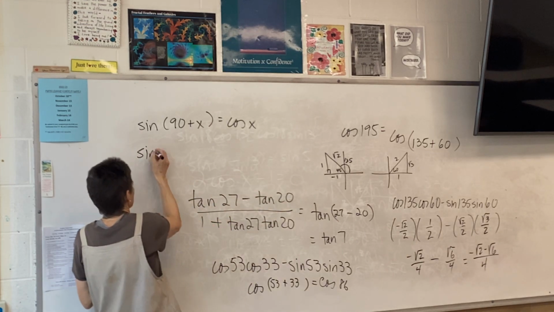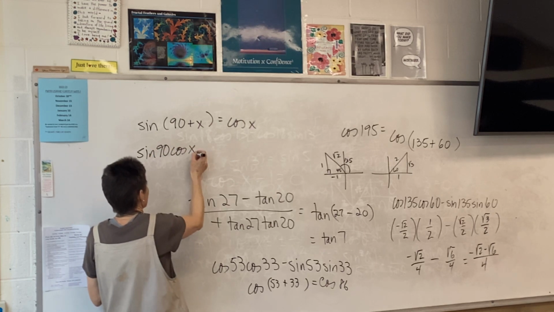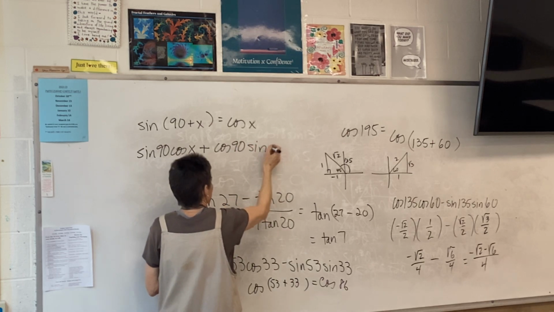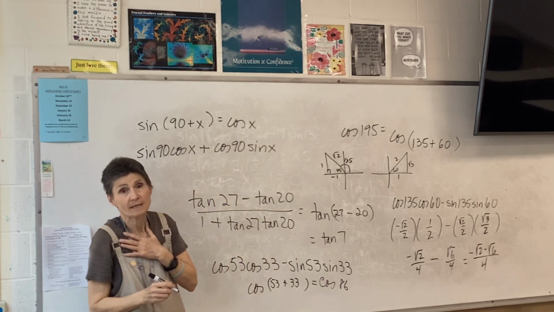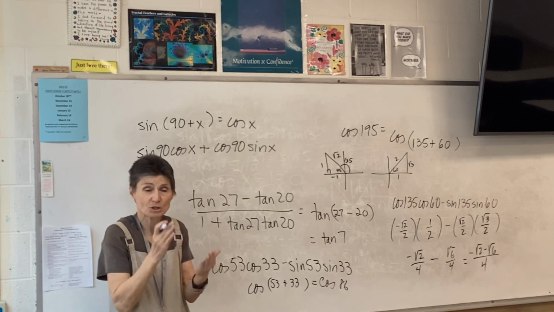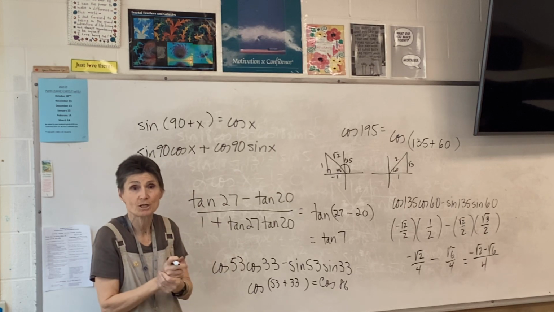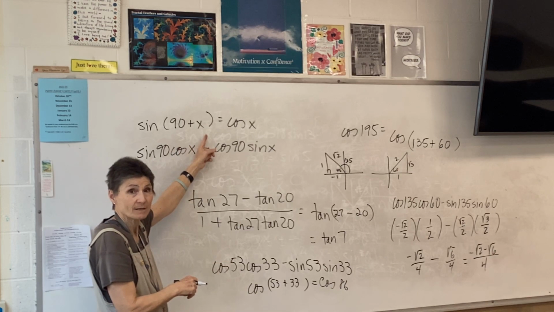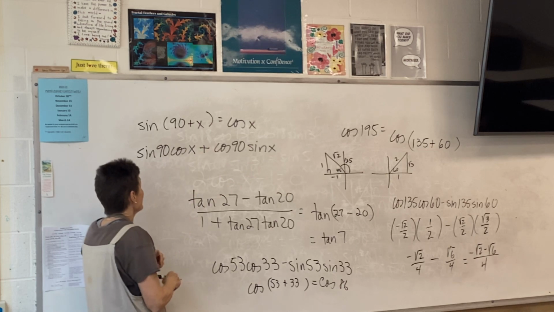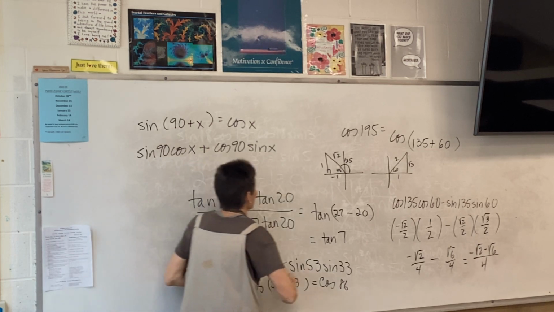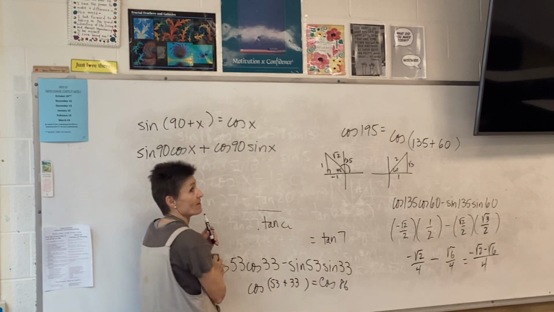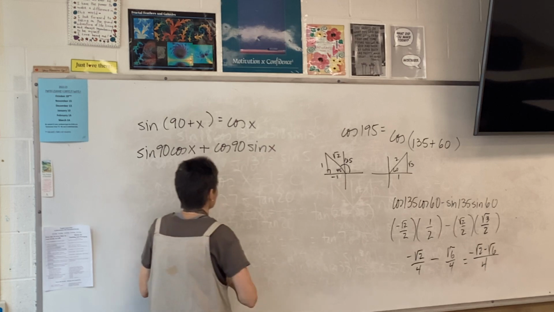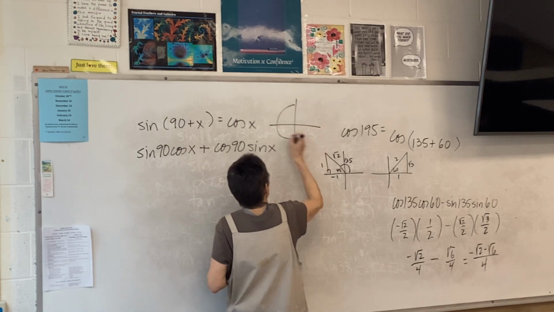So, sine of the first, cosine of the second, plus cosine of the first, sine of the second. Again, I have my identities memorized. You do not have to memorize them, but you have to be able to use that reference sheet. So this is your U and your V. Sine U, cosine V, cosine U, sine V. Now, 90 is indeed very special. 90 is on our unit circle, right here.